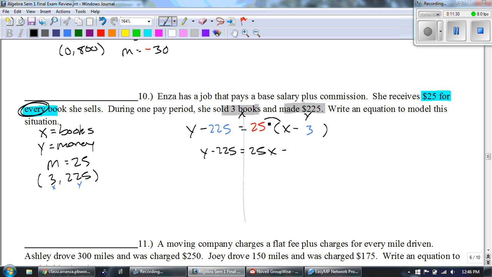25x minus 25 times 3. That's 75. And then we want to add the 225 to the other side. So we get y equals 25x, and then negative 75 plus 225 is 150. So we get y equals 25x plus 150.